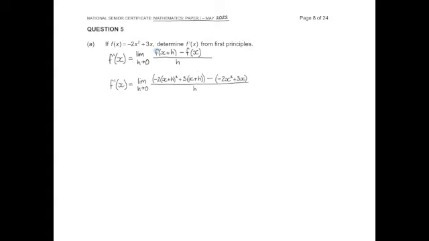So just to make it more clear, I'm going to highlight the f of x plus h, and where I substituted in the value of x plus h for every time I saw the variable x. So in the equation, there was an x squared, and I've replaced it now with x plus h.